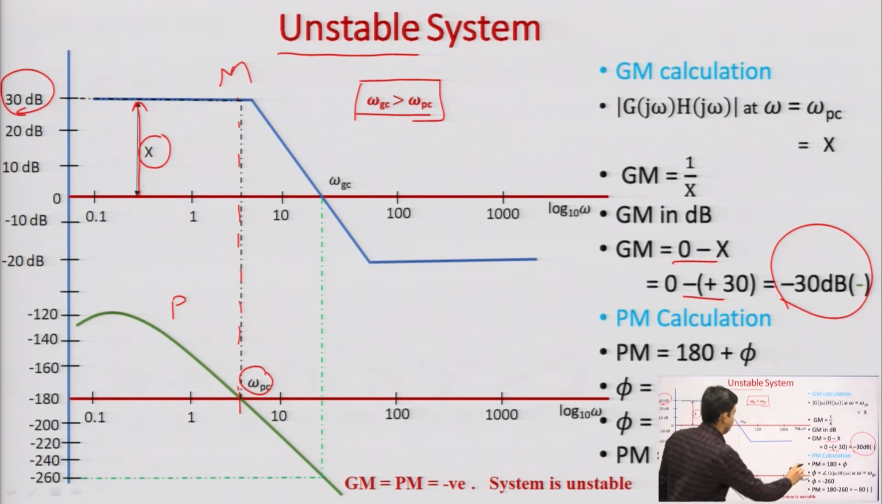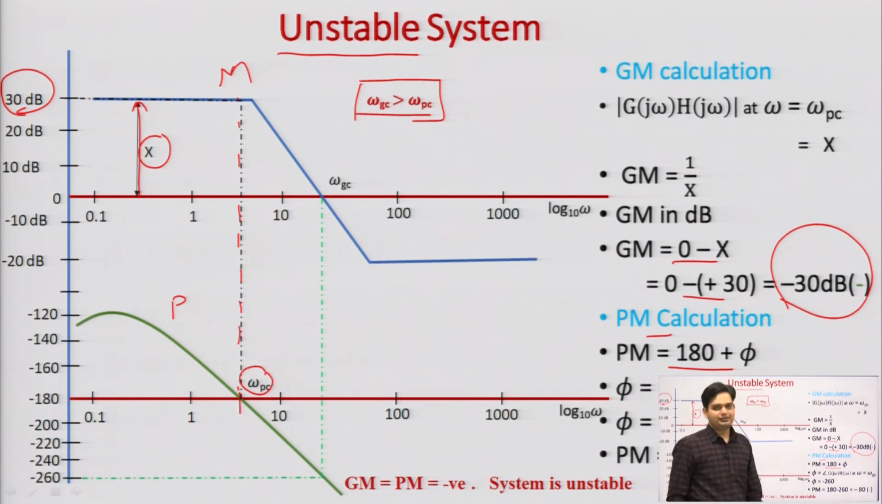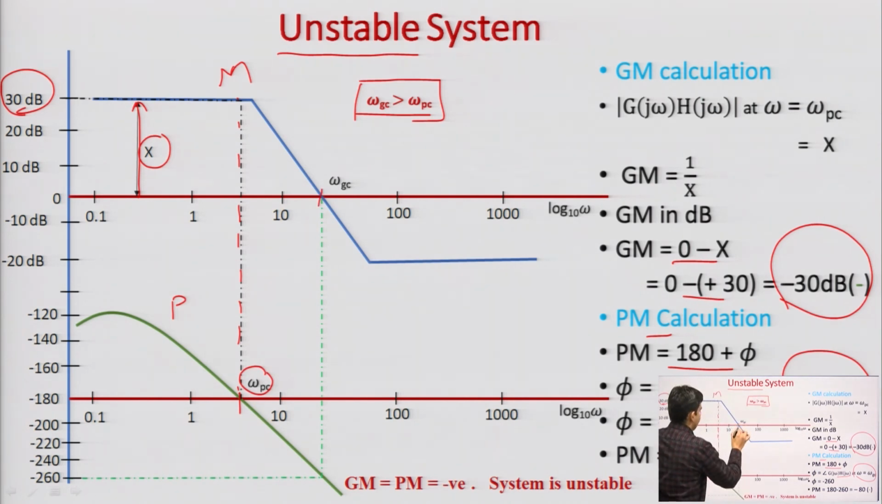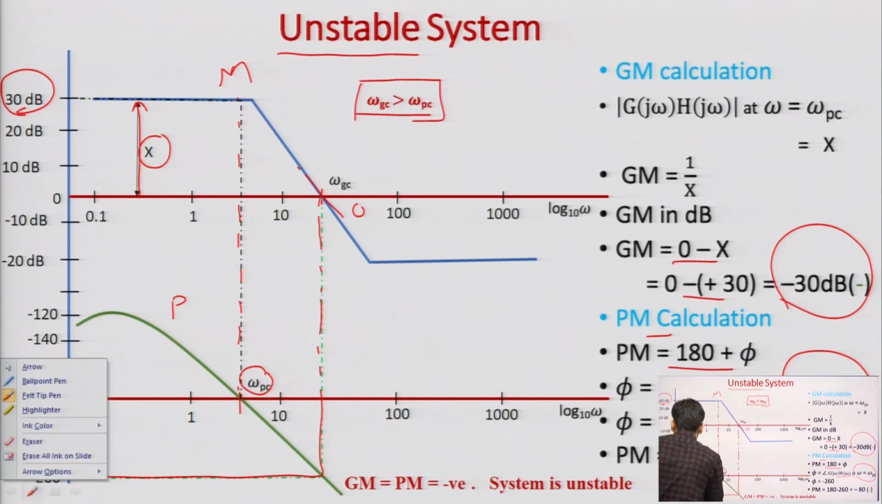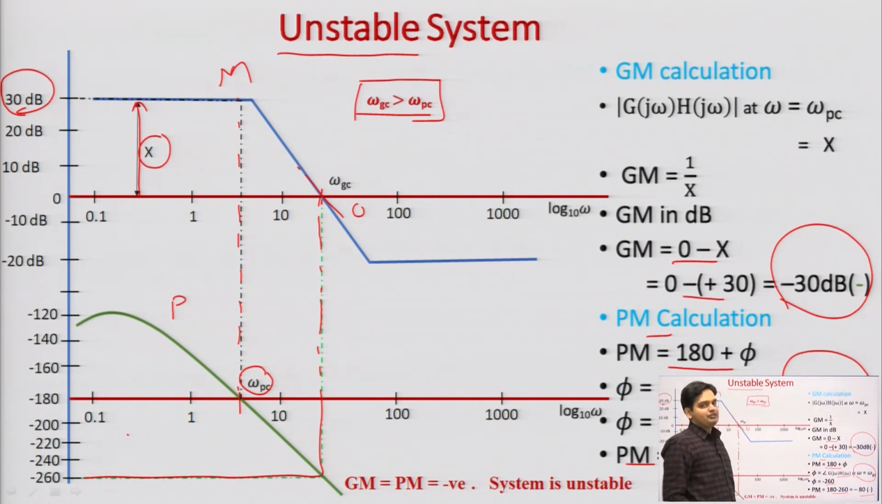In the same way, for phase margin calculation, we can write phase margin equal to 180 plus phi, where phi is again my angle at omega equal to omega g c. So, this is my omega g c, where my magnitude crosses the 0 line, and at this frequency, what is my phase? This phase is coming around minus 260. Okay. So, here my phi is minus 260. So, phase margin is equal to 180 minus 260, which is around minus 80. It means both gain margin and phase margin are negative.